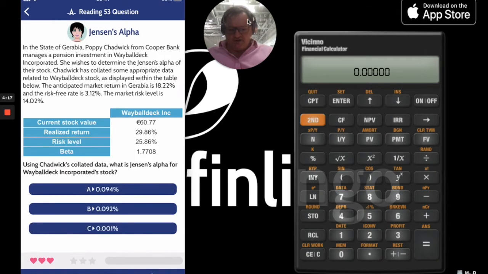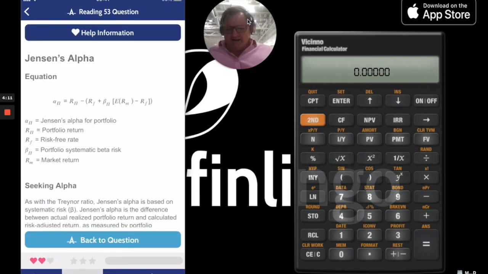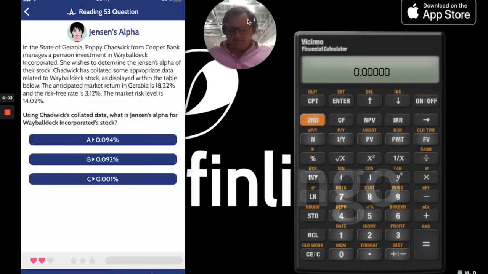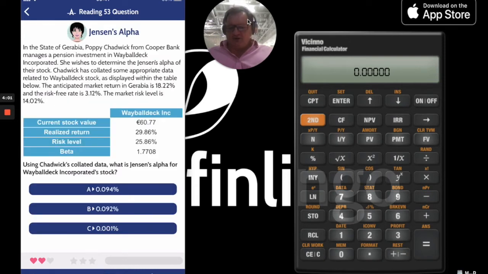And there's the question. So let's assume I can't remember the equation, which isn't that far from the truth. What we've basically got here is an actual return from the stock, take away the expected return of the stock. The stock is going to be from Weibull Incorporated, and Poppy Chadwick wants to know the Jensen's Alpha for this particular stock. So let's first of all calculate the expected return.